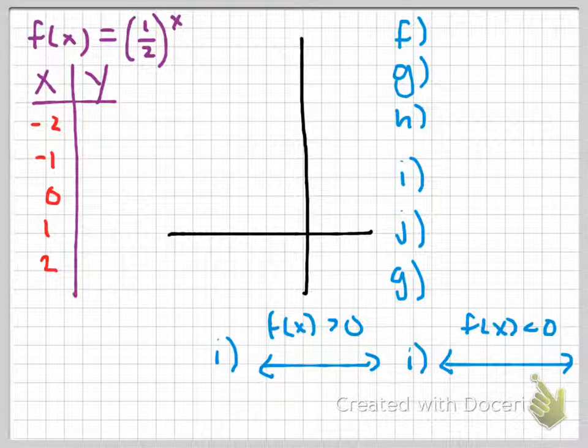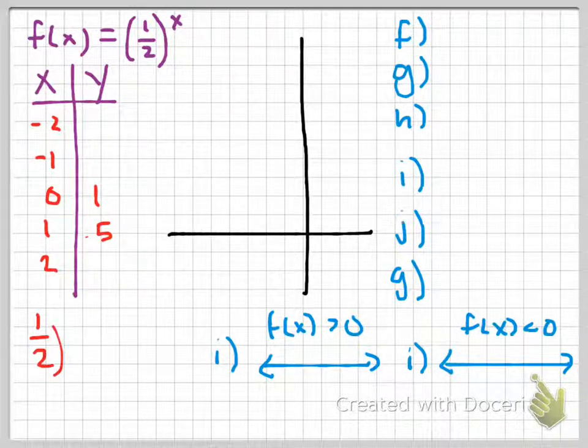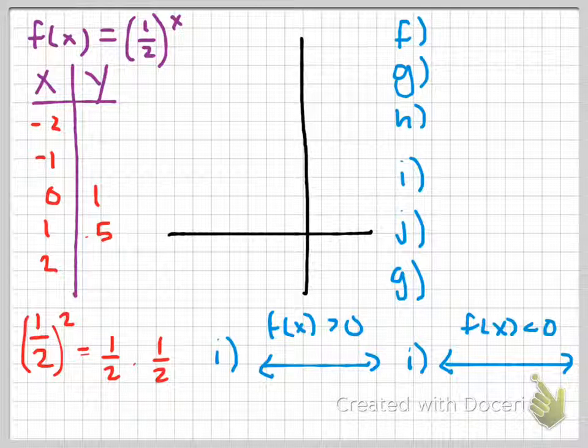If I raise anything to the 0 power, it's 1. 1/2 raised to the first power is 0.5. 1/2 raised to the second power means I have 2 1/2s. So this is the same thing as saying 1/2 times 1/2, and 1/2 times 1/2 is 1/4. So my output would be 0.25.